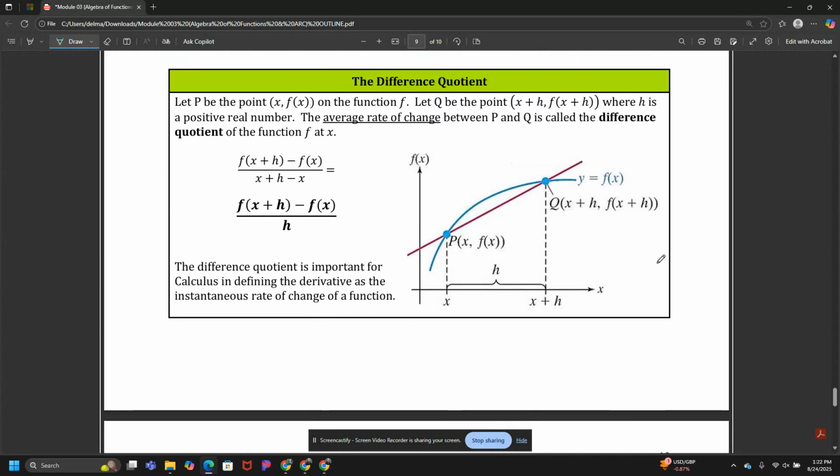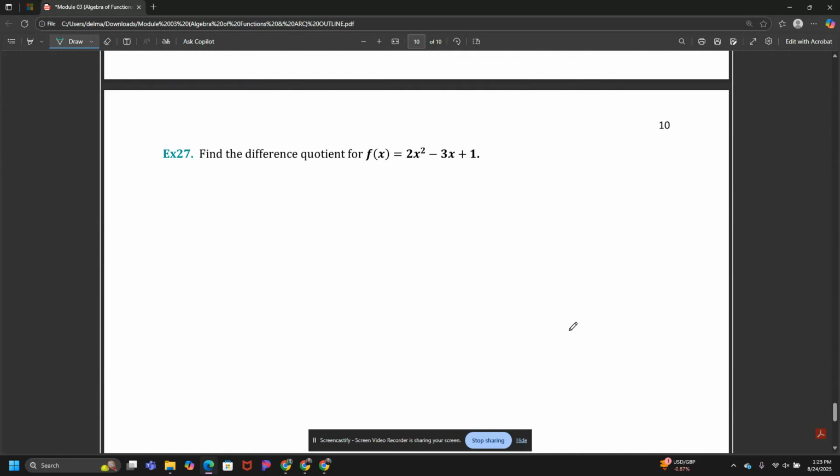So the difference quotient. Let P be the point x comma f of x on the function f. Let Q be the point x plus h, f of x plus h, where h is a positive real number. The average rate of change between P and Q is called the difference quotient of the function f at x, as shown. The difference quotient is important for calculus in defining the derivative as the instantaneous rate of change of a function.